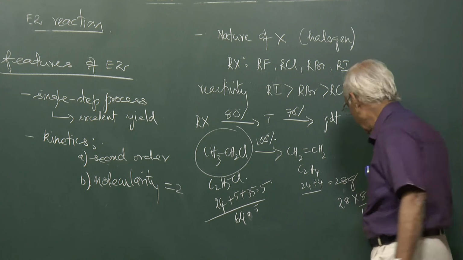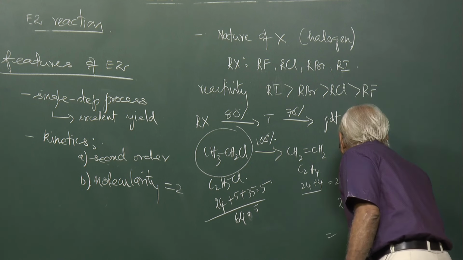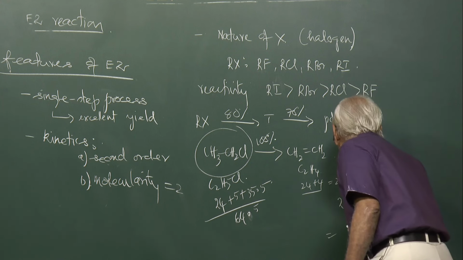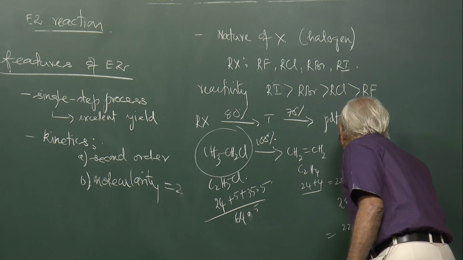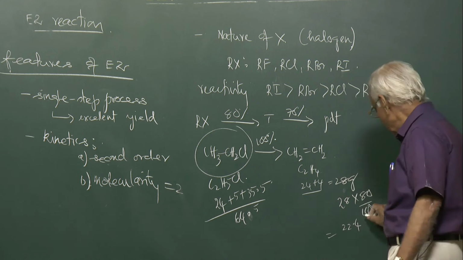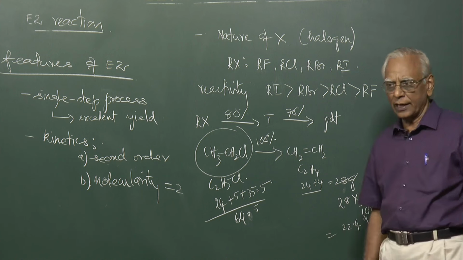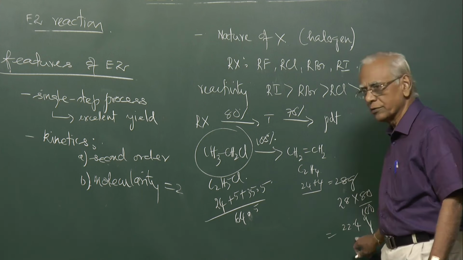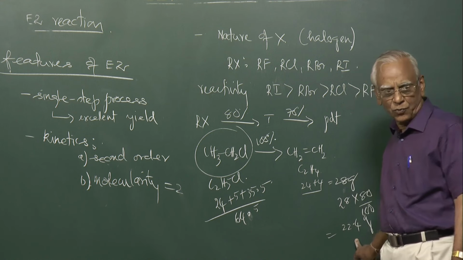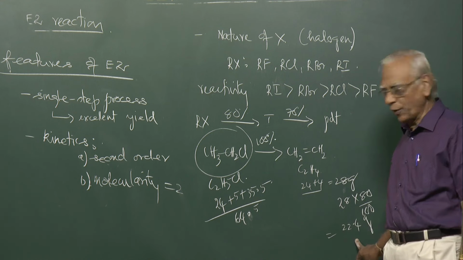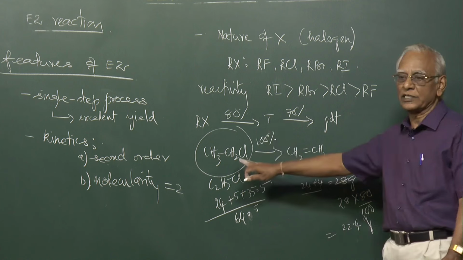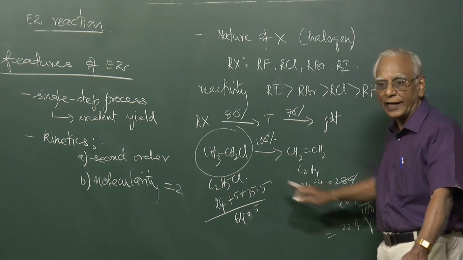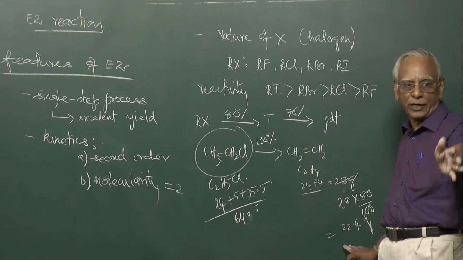0.8, and that should be equal to 22.4%. Instead of 28 grams here, I am getting roughly 22.4. Am I right? 22.4. If I am going to get 22.4, I can calculate the percentage yield, or based on the percentage yield, I can calculate the percentage of weight of the product also.